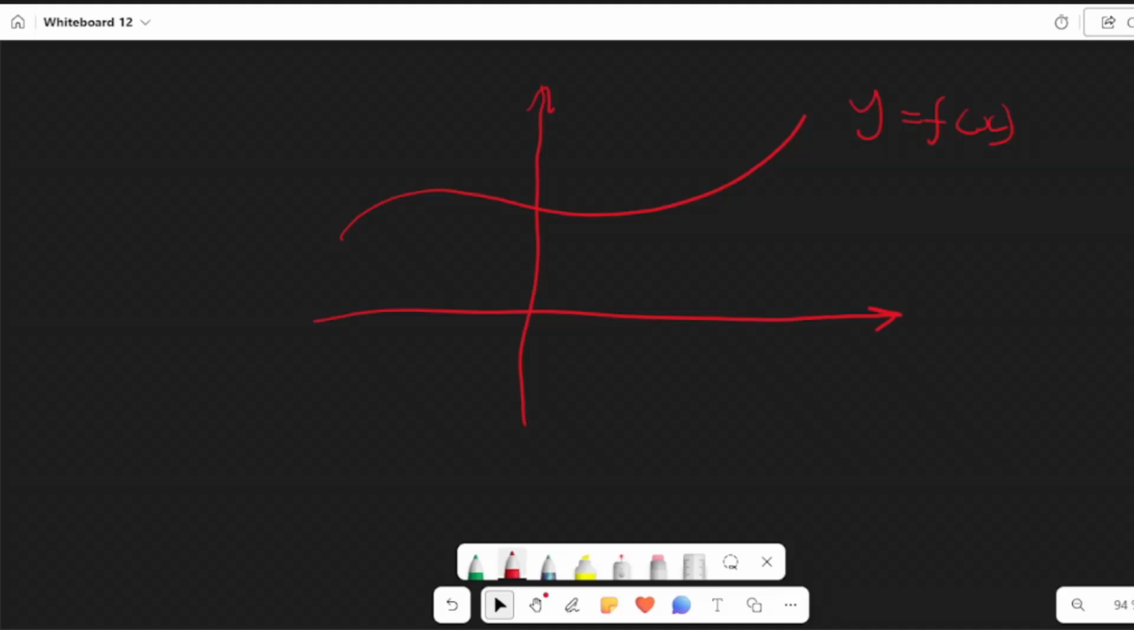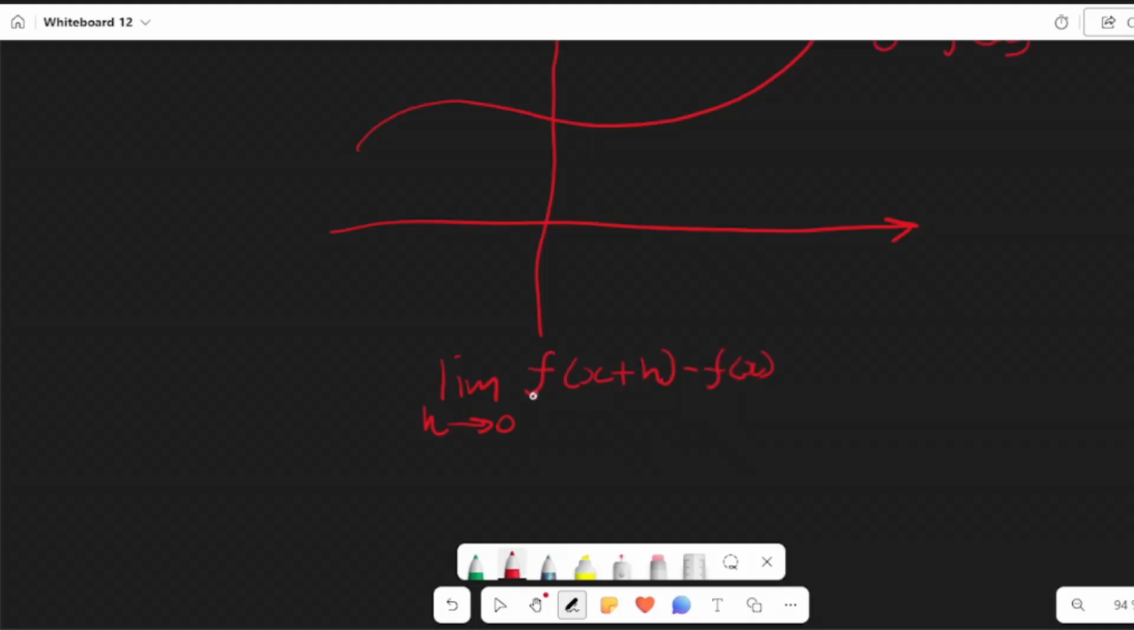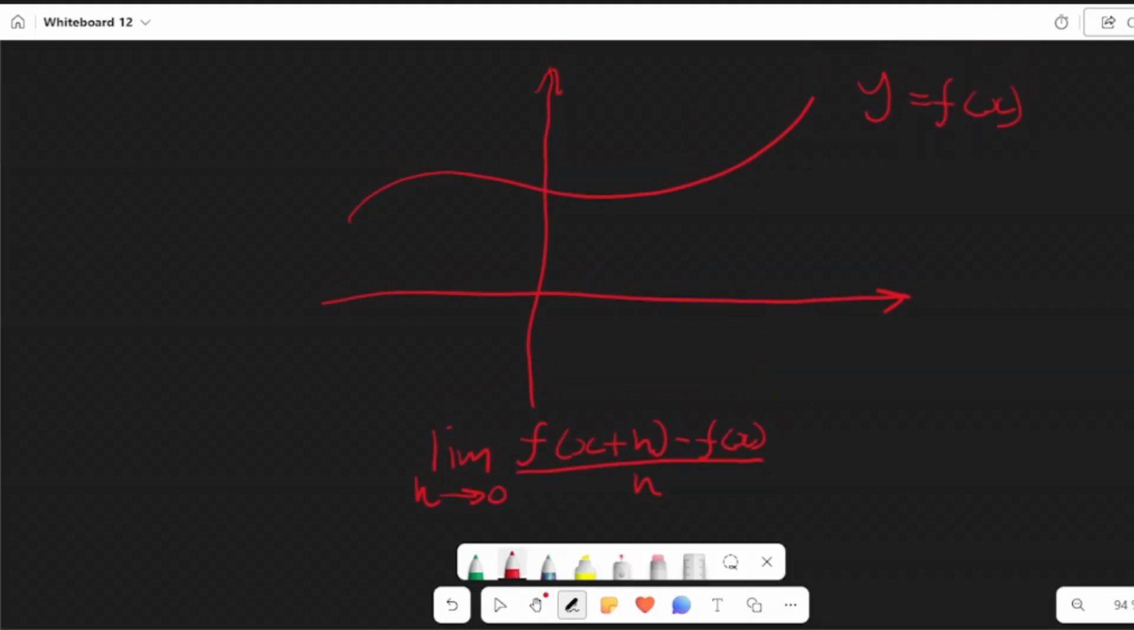If you have read anything about derivatives, you will know that the definition looks like this: limit as h approaches 0 of f of x plus h minus f of x, all over h. What this essentially tells us is we are taking a point here, let's call it x, and we are taking another point with a difference. The difference here is essentially h.